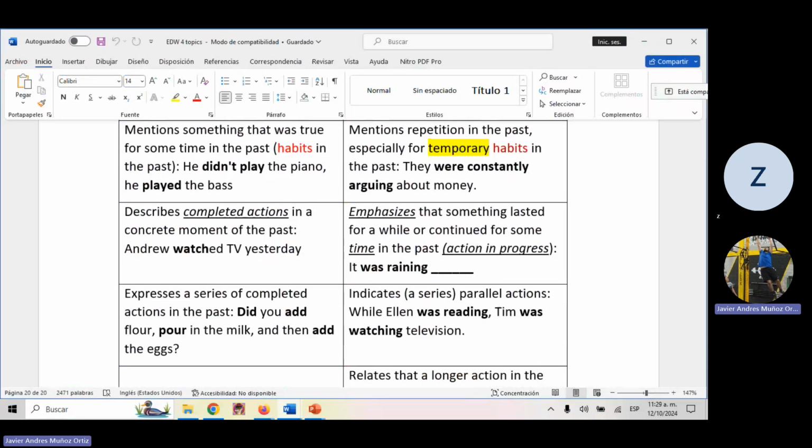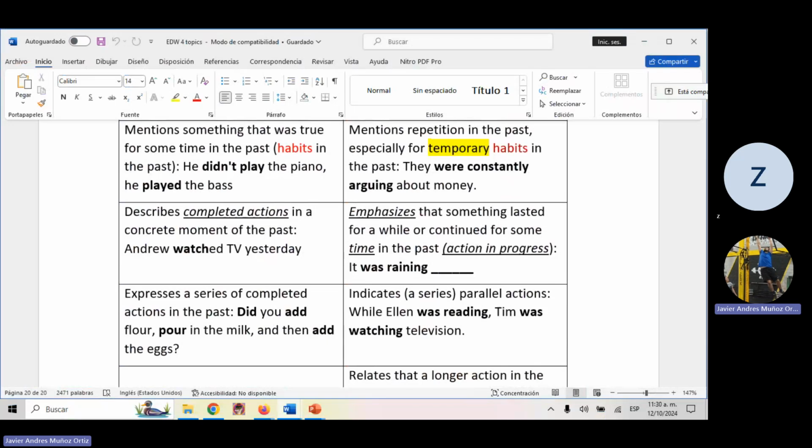We are focusing on the action, the activity, what happened, right? Past continuous instead focuses on the duration of that activity. How long did that activity take to be completed? Let's see an example.